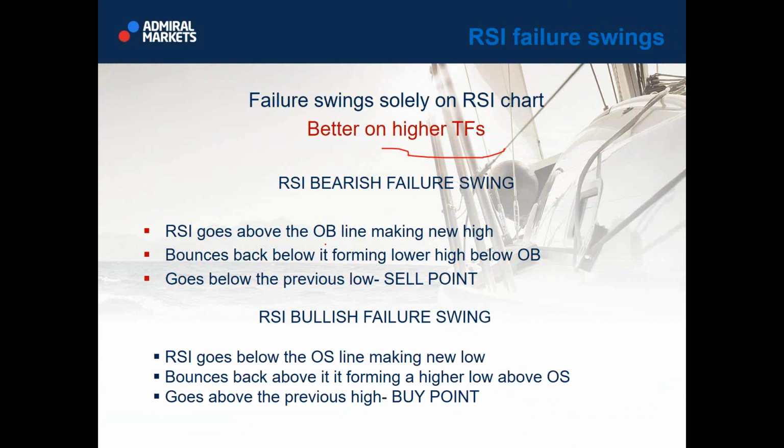When RSI goes above the overbought line, making a new high, it should bounce back below, forming a lower high below overbought. It goes below the previous low, and that is your sell point, okay? RSI bullish failure swing: RSI goes below the oversold line, making a new low, bounces back above it, forming a higher low, and goes above the previous high, buy point.